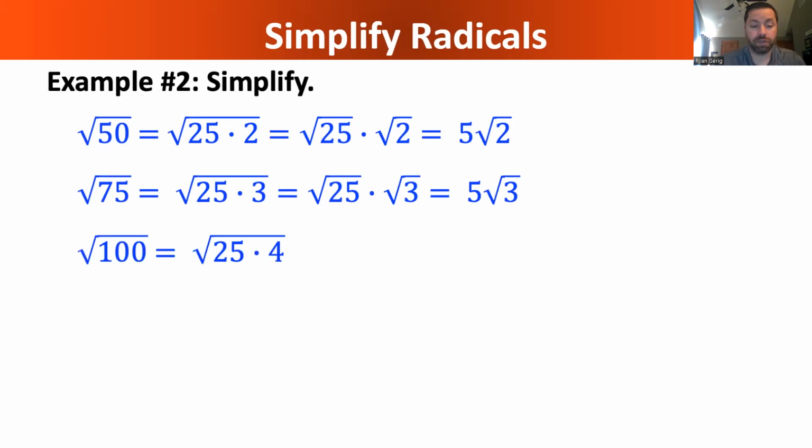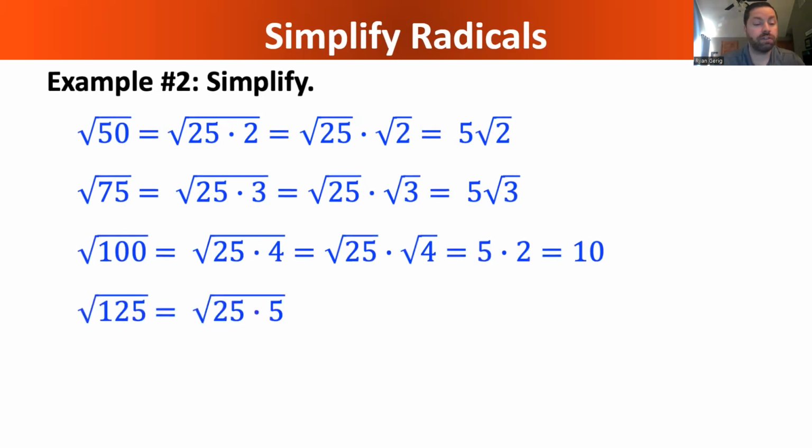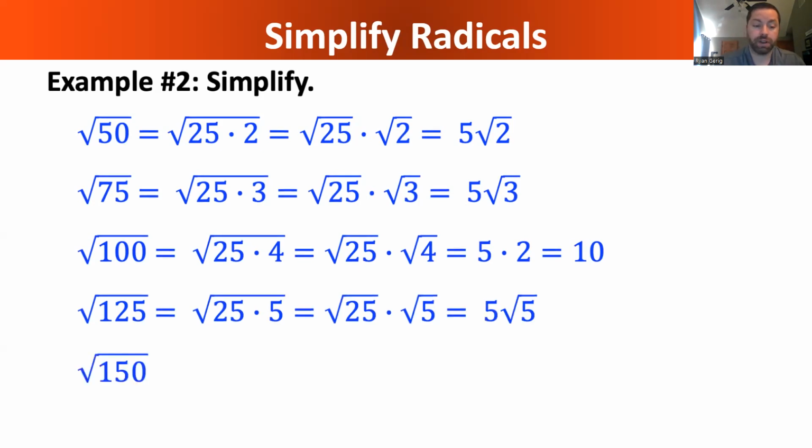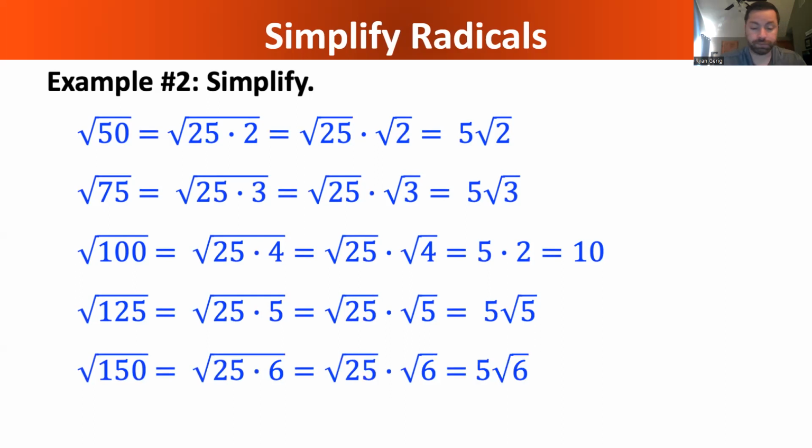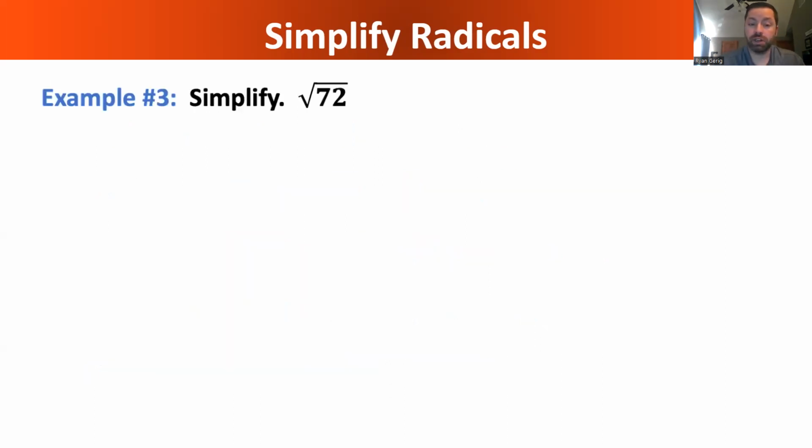Square root of 100, that's 25 times 4, which is the square root of 25 times the square root of 4. Square root of 25 is 5. The square root of 4 is actually a good number as well. It's 2. So 5 times 2, 10. Square root of 125, you're getting the pattern, hopefully. It's 5 radical 5. Square root of 150, it's 5 radical 6.